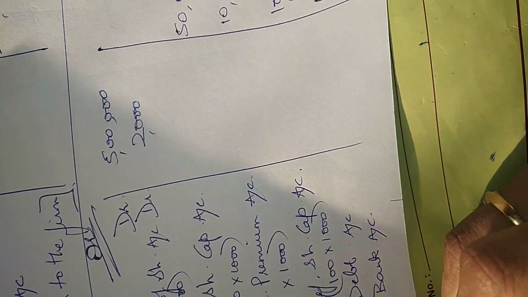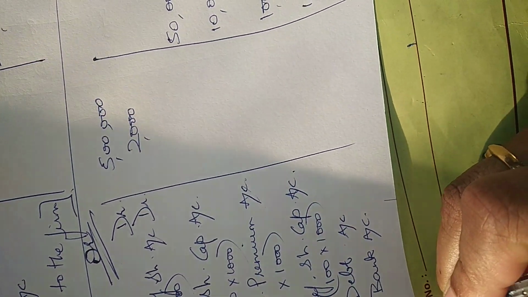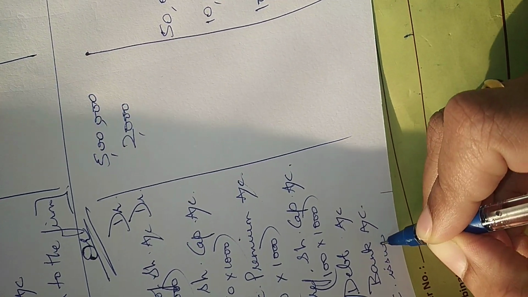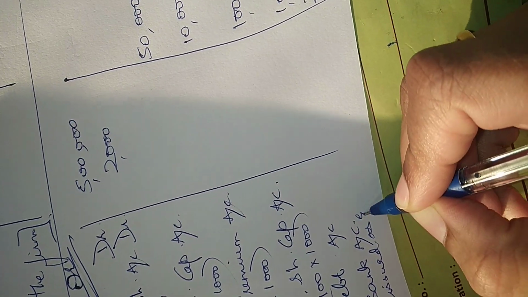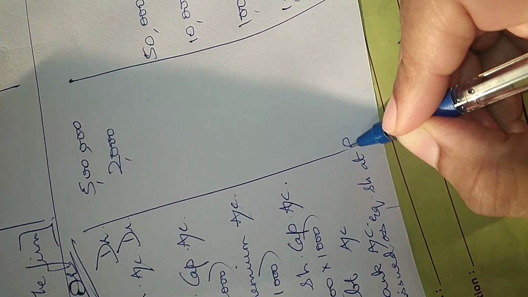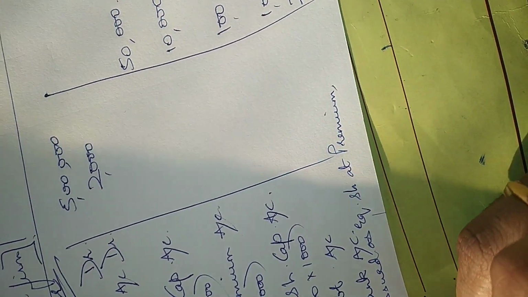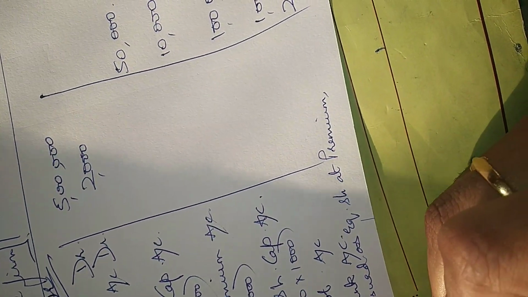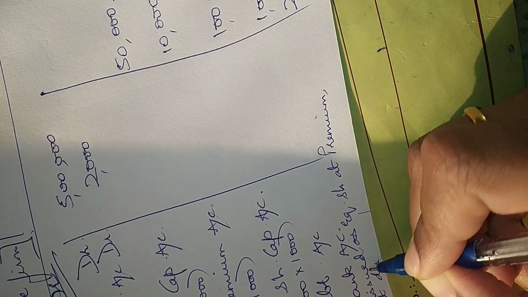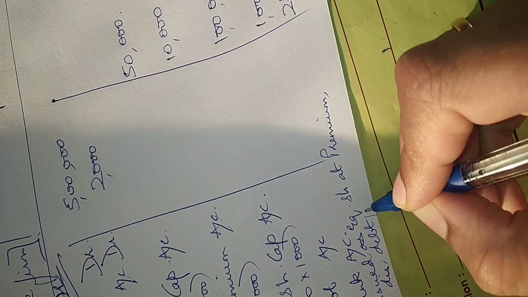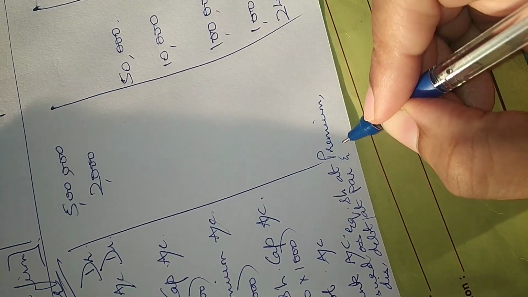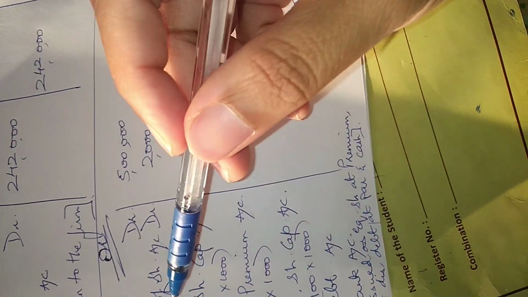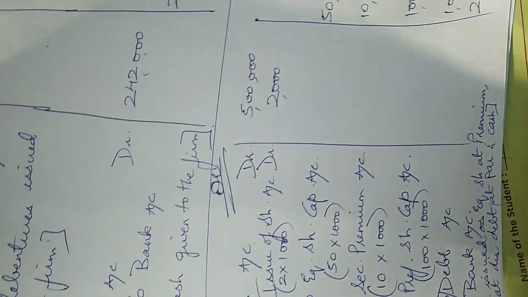Now, being purchase consideration issued as equity shares at premium, preference shares at discount, debentures at par, and cash. Okay, so this will be your journal narration. So you will say that you have issued things at discount, premium, and at par.